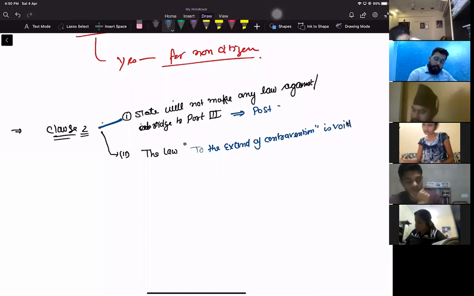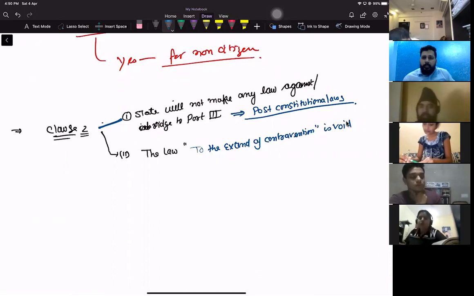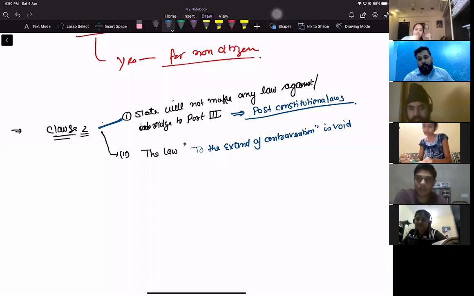One thing is clear, that basically it is talking about post-constitutional law, that once the Constitution has come into existence, the state has power to legislate law. Where? Tanu, tell. The state has power to legislate law. Where? Very good. Sneha, where does the state have power to legislate? Where is the power to legislate?